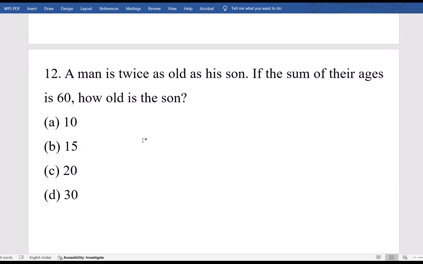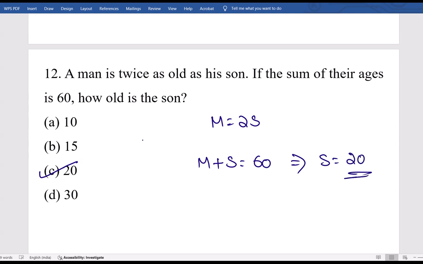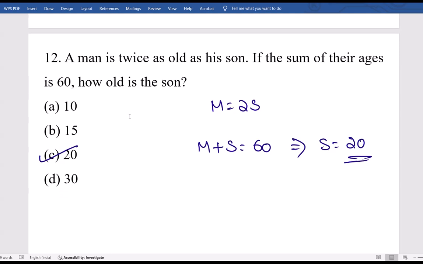His answer is 20. 20 is correct, right? So man is twice the son's age. Man plus son's age is equal to 60. You can calculate directly. Son's age is nothing but equal to 20. You can put m equal to 2s there. Okay, it's a basic question. The ages questions are also almost like this, equations only you'll get. Easy question, I too agree. But as I mentioned, first recall what different topics and what types of questions there are. Then slowly we'll increase the difficulty level.